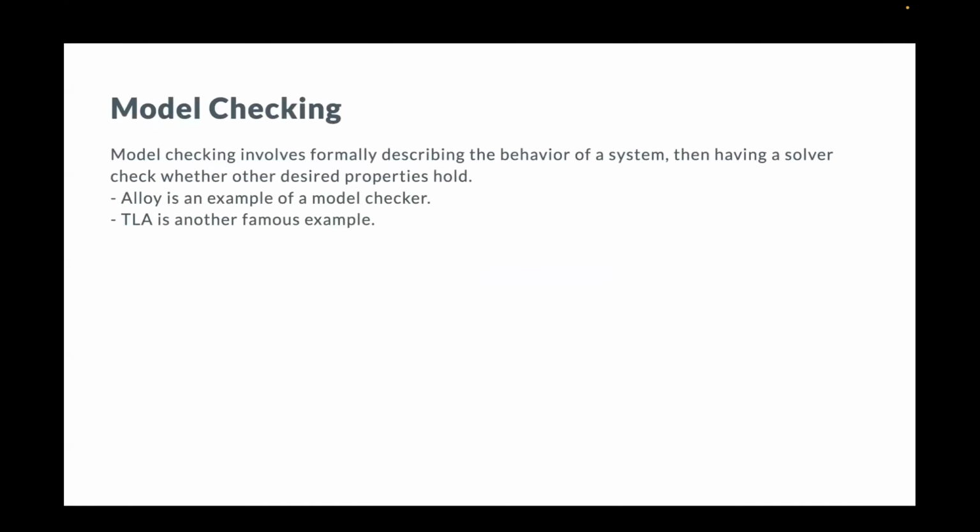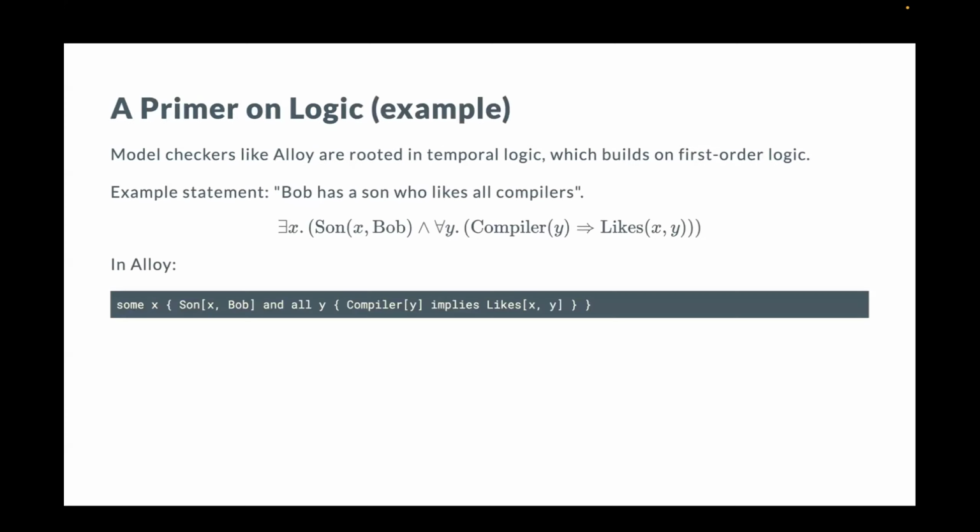So the method I used in particular was called model checking, which basically entails formally describing the behavior of a system using mathematics, and then having a solver check whether the properties you've described hold. Alloy, which is what I used, is an example of a model checker, and TLA, which I won't talk about, is another famous example. So these model checkers use logic, in particular temporal logic, but that builds on regular old first-order logic, which roughly looks like this.